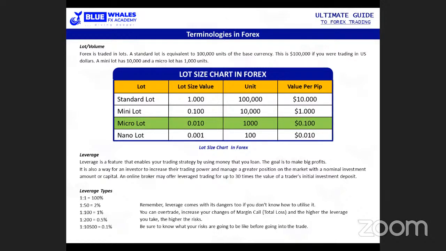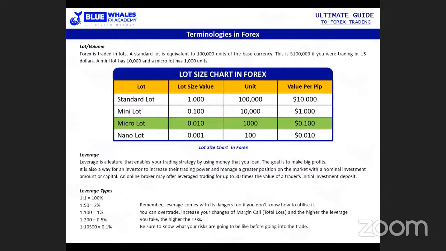1:1, which is you are using 100% of your account to trade, right? I don't recommend it. 1:50, 2% of your account, I don't recommend. 1:100, 1%, I would not even recommend that one either. But the best thing I can recommend to you is 1:200 or 1:1,000. Sorry, the word there is 1,000. It's not 10S00. It's 1,000. 1:1,000.